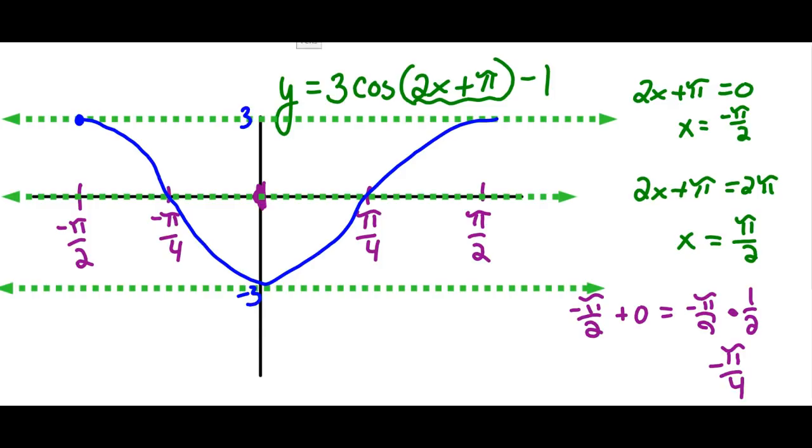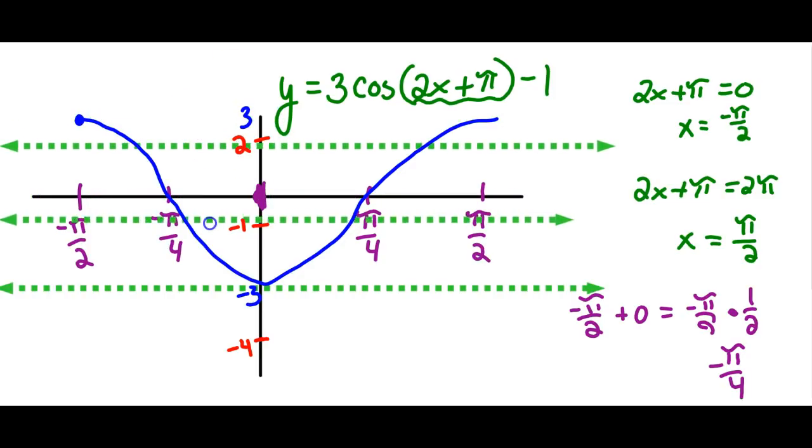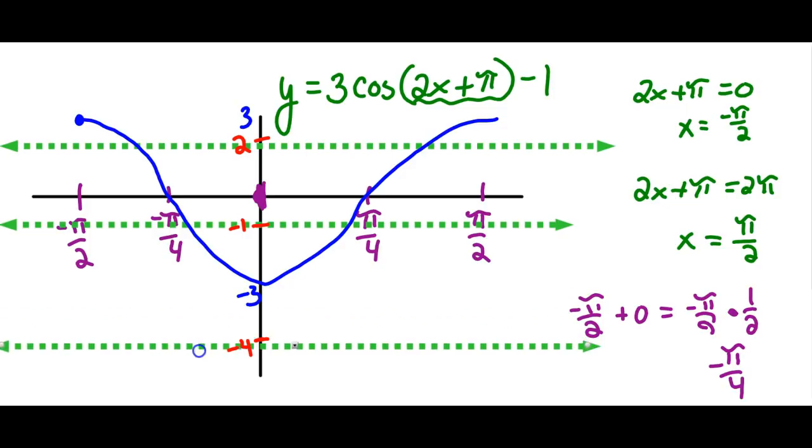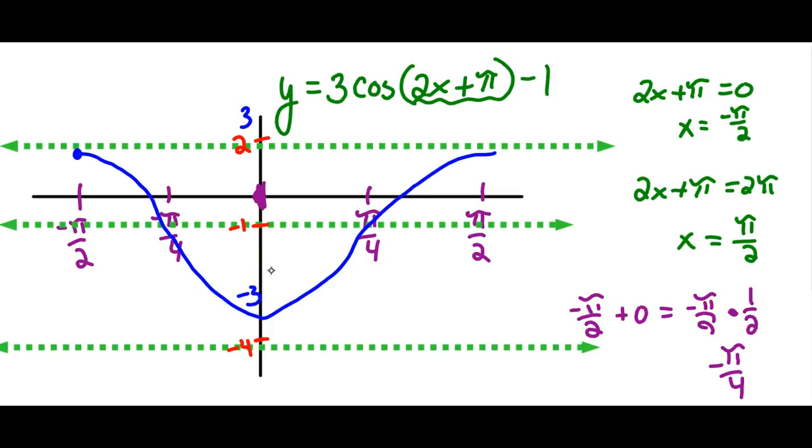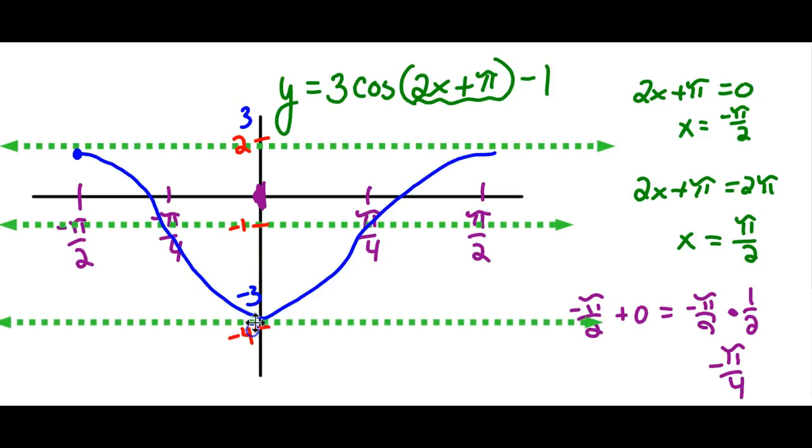But instead, because of that minus 1, I have to shift everything down 1. So let's shift it all down 1. So this would become minus 4. This would become minus 1. This would become 2. So everything gets shifted down 1. And so does your graph. Your whole graph gets shifted down 1. I probably didn't do that to scale. There we go. There's our minus 4 right there. And so there's your graph. This should be at, just so you know, this point is at negative pi over 2, comma 2.